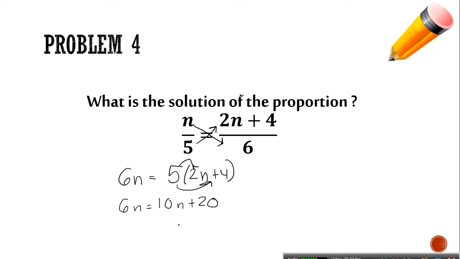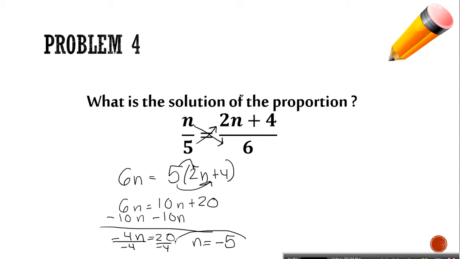So I need to get both n's to the same side. So this one, I notice I have this 10n over here and this 6n over here. So I'm going to subtract 10n from both sides. I get negative 4n equals 20. So I'm going to divide by negative 4. And I'm going to get n equals negative 5. Pretty simple, right?